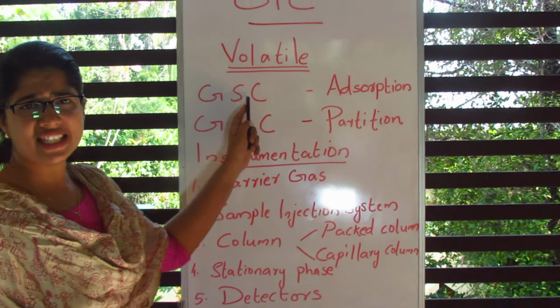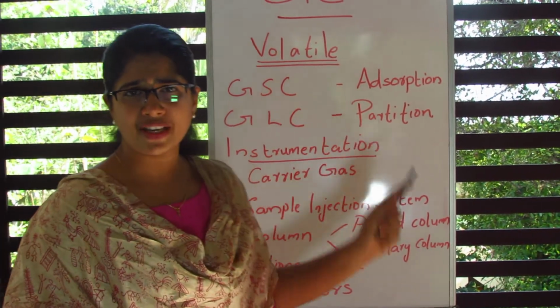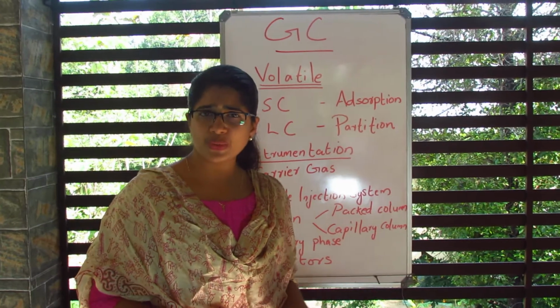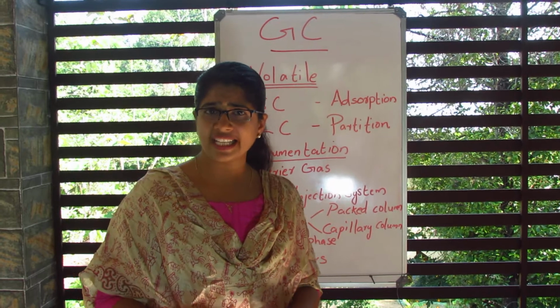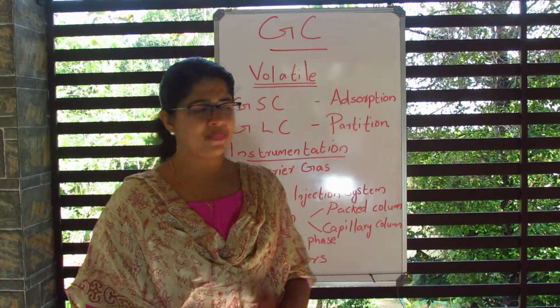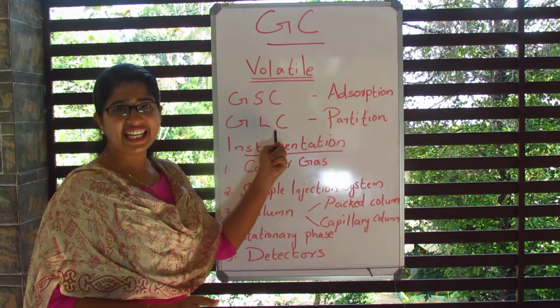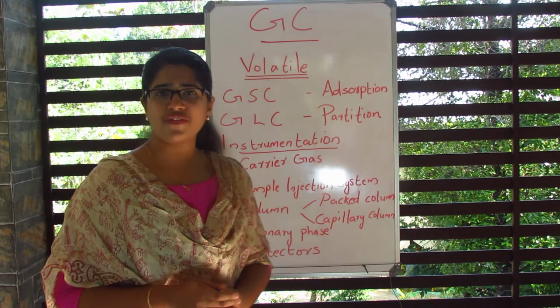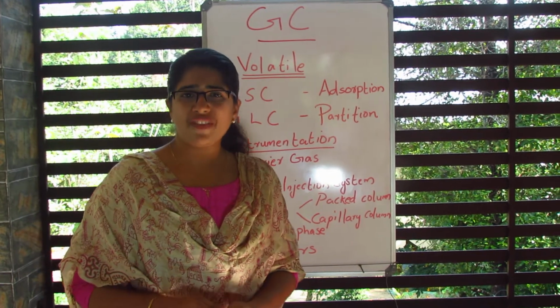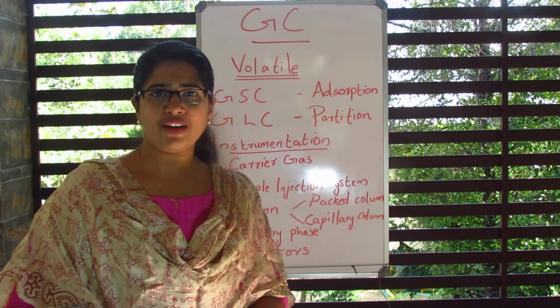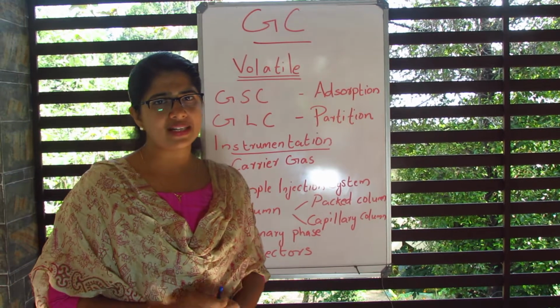In GSC, the stationary phase is solid. Here we can use the stationary phase as either silica or alumina. Whereas in GLC, the stationary phase is liquid. Normally we use a thin layer of liquid on an inert solid support.